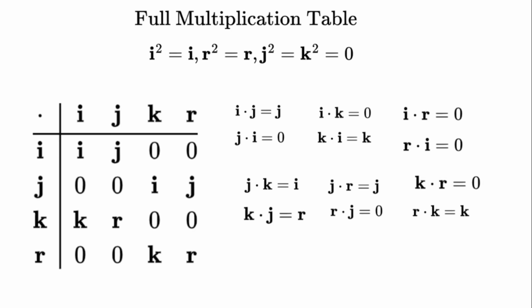Here's the complete multiplication table. Notice the non-commutativity, j times k equals I, but k times j equals r. This table is the backbone of Quadrix algebra, guiding all multiplications. Let's use it to multiply general Quadrix numbers. Now let's multiply two general Quadrix numbers.